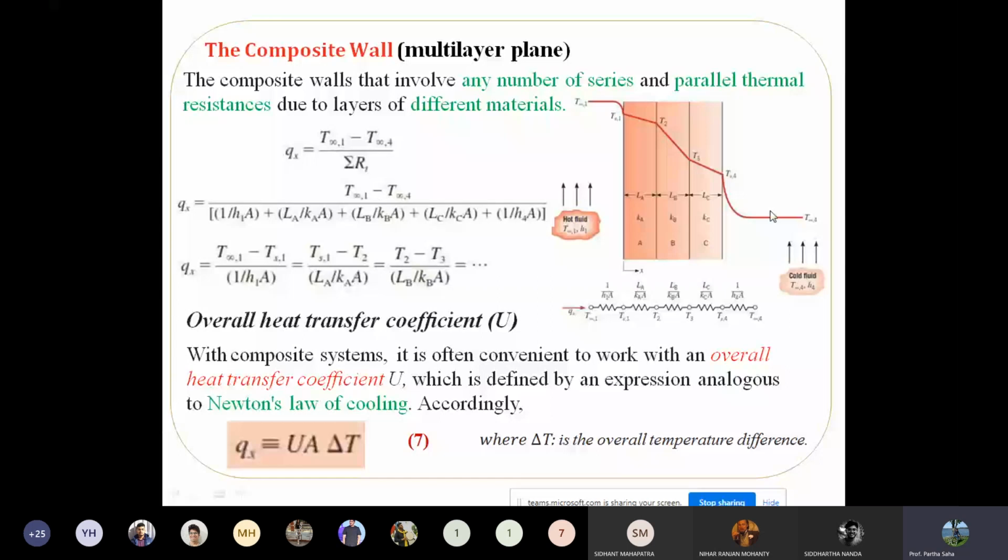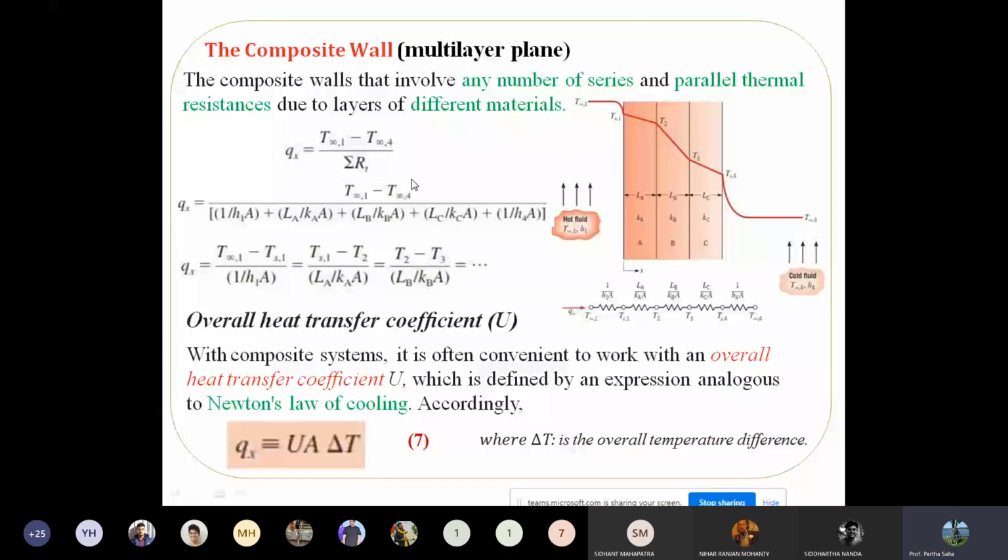So you can assume there is some hot fluid surrounding this metal wall. That can be anything. It can be some water, it can even be simply air, hot air, okay. Simply hot air can also be taken into consideration.